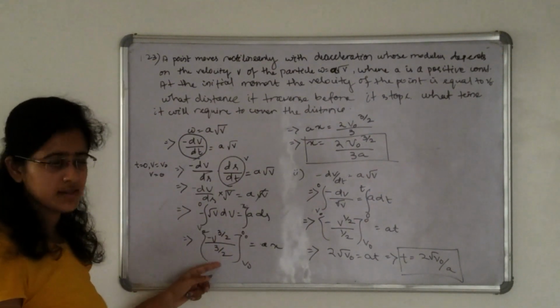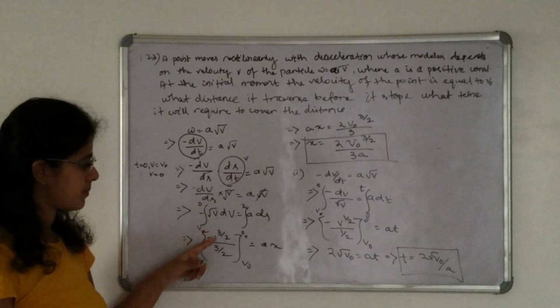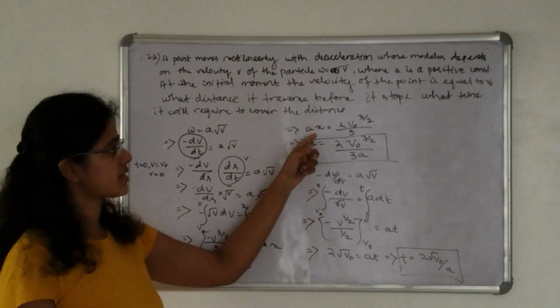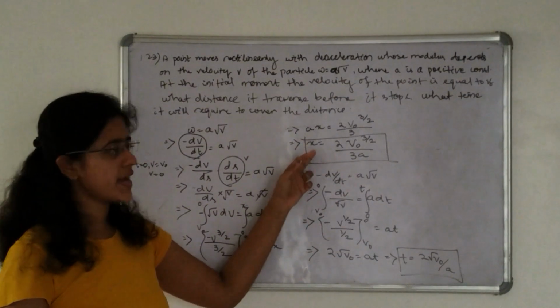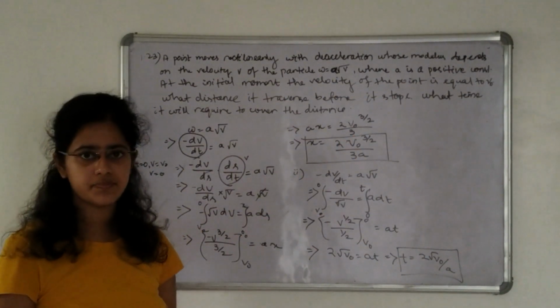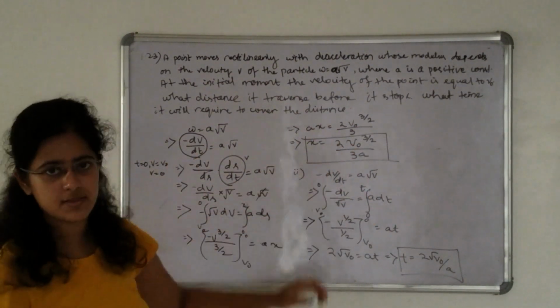Simply integrate this and it is a into x, and it is minus v to the power 3 by 2 divided by 3 by 2. Limit is from v naught to 0. a x is equal to 2 into v naught to the power 3 by 2 divided by 3. So x we get 2 into v naught to the power 3 by 2 divided by 3. Okay. So the distance it traverses before it stops is this much distance.